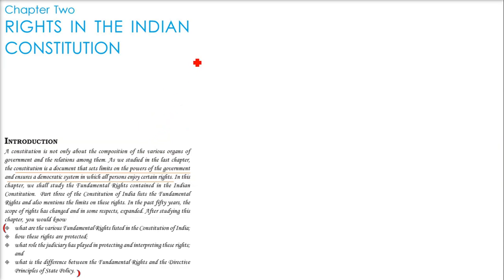So the Constitution is what? We have seen that the Constitution is a document, and this document sets the limit on the powers of the government. That is, the periphery or the boundary of the government is limited, and this ensures the democratic system in which everyone enjoys certain rights. They get certain rights.